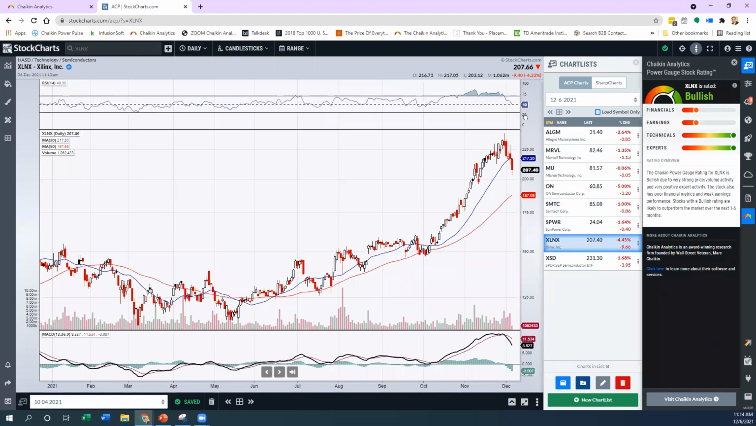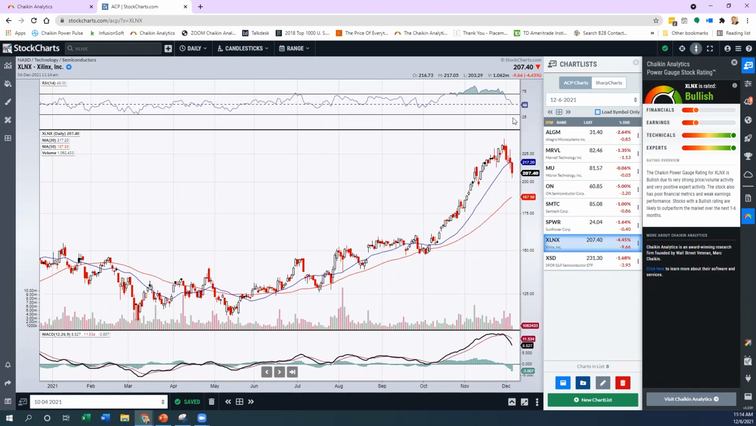Now, Xilinx has just had an incredible run. Was overbought, but tended to continue higher in that overbought range using this RSI, the 14. But we have a bullish. Now, this is kind of tops, flip-flopped here, right? This is a seesaw, right? We've got fundamentals that are pretty kind of weak. The earnings aren't great, but the technicals and experts love this.